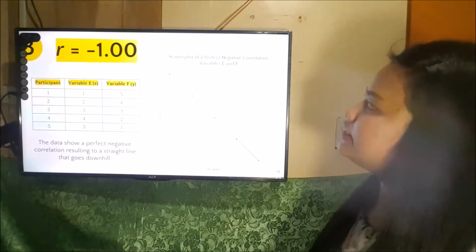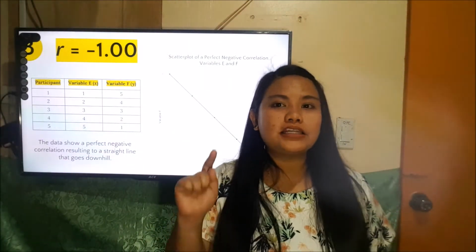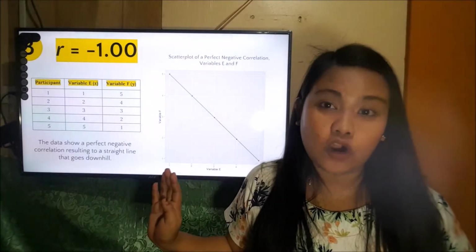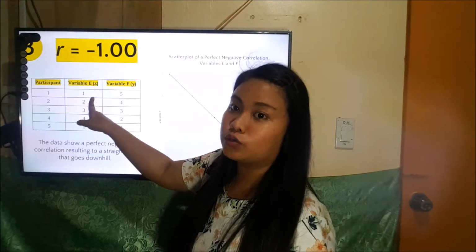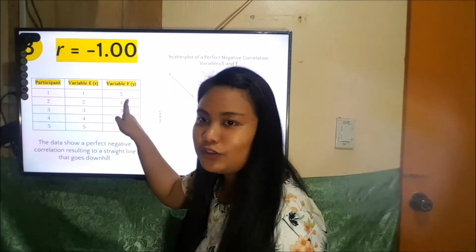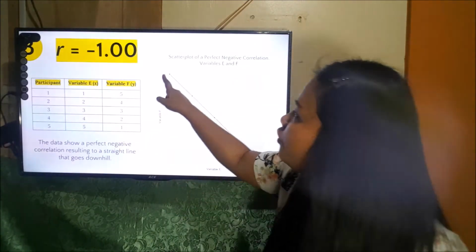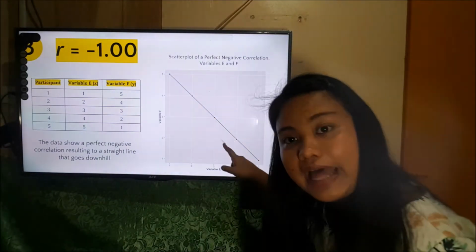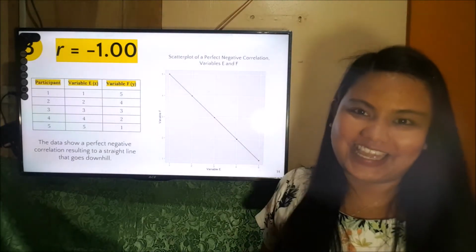Now, for our third set of data, we have r equals negative 1.0, and this means that we have a perfect negative correlation. If we look at our data, as the values in variable E increase, the values in variable F decrease. So if we plot it in a scatter plot, it would give us a straight line, but this time it goes downhill.